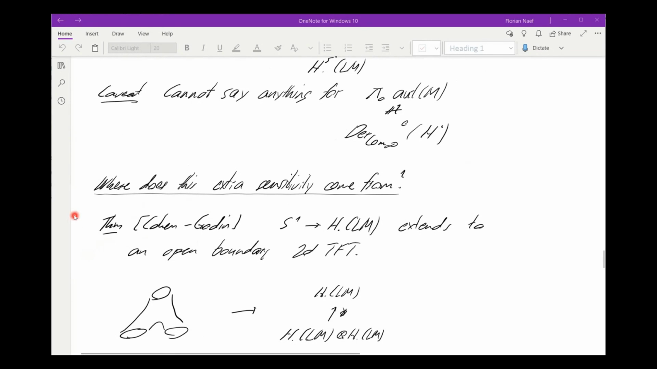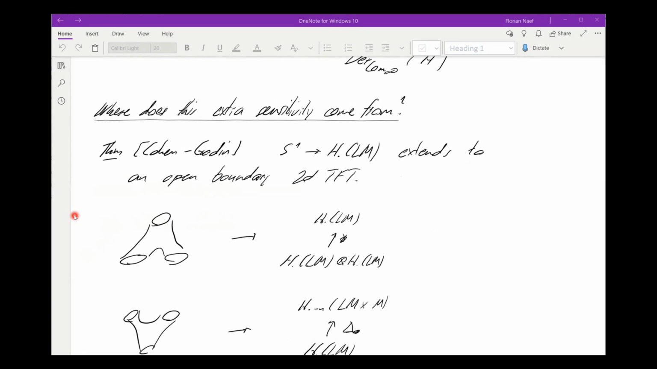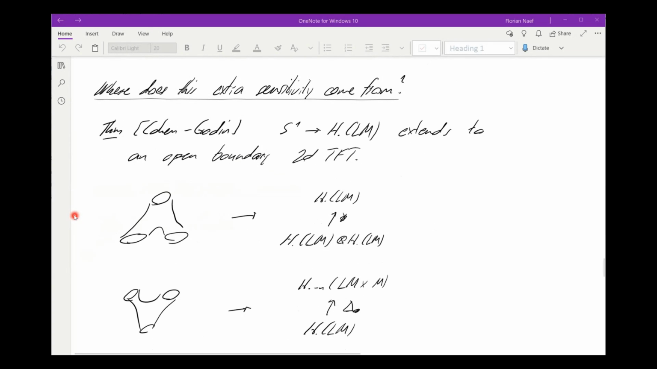So now the question is, where does this extra sensitivity come from? Here I'll describe the following, which is work with Paul Safronov. Let's recall from a previous talk that taking the circle and assigning the loop space homology is supposed to extend to a 2D TFT. Here it was the smooth version, where you're at least supposed to have one outgoing boundary.